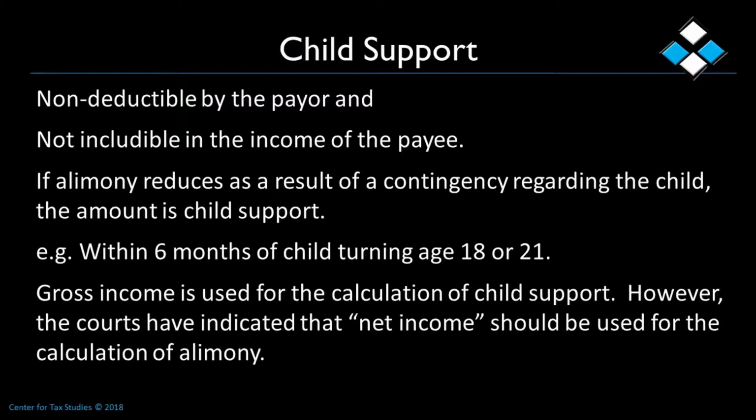Now, if an amount of alimony reduces upon the happening of a contingency related to the child, the amount is child support. So, for example, if the divorce decree states within 6 months of turning 18 or of turning 21, a certain amount of alimony is reduced, that certain amount is now considered child support.